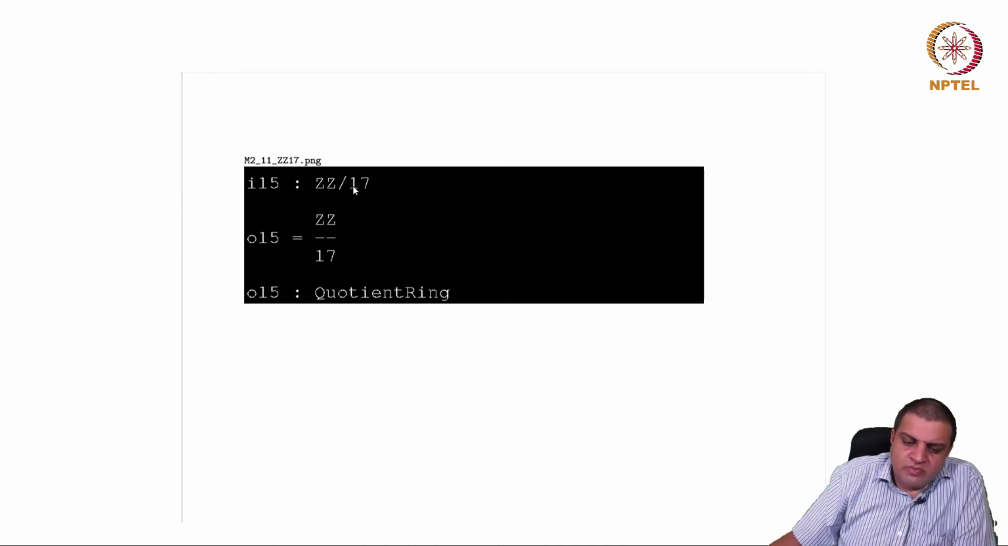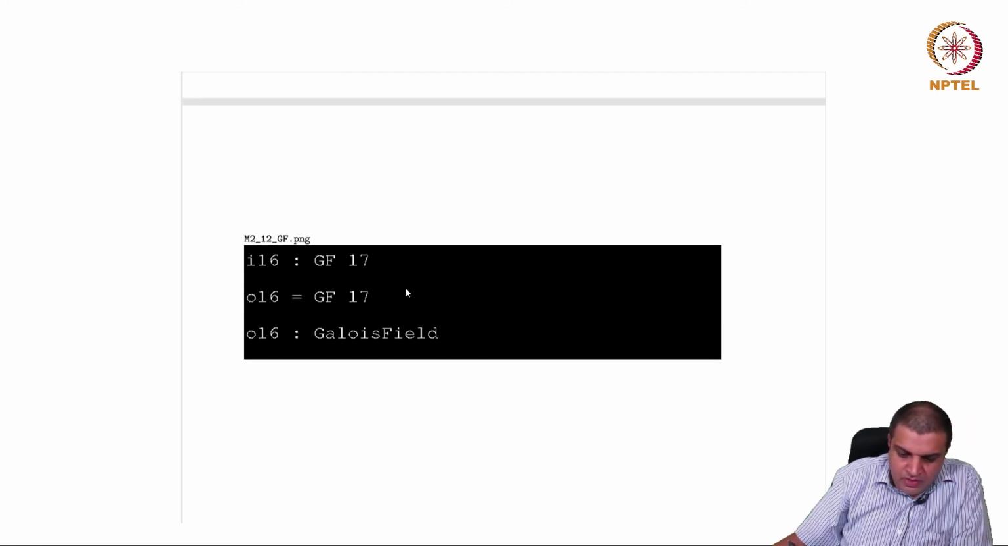Now I ask ZZ mod 17. The way we would do it on pen and paper, this is to denote the residue class of integers mod 17. It says it's a quotient ring. I have not yet defined a quotient ring, but it just says here is a ring which is of class quotient ring. Okay. So we'll worry about quotient rings in the next lecture.